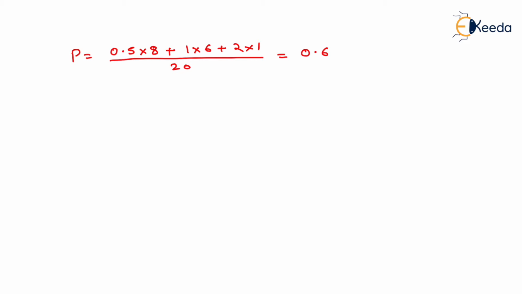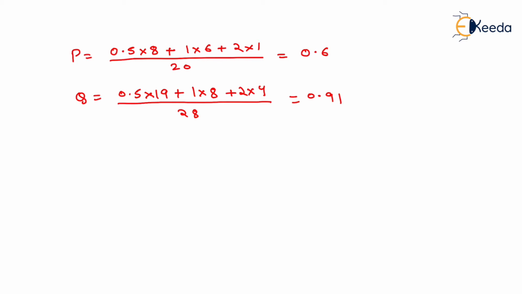Similarly, we can determine the utility value for road Q, which will be equal to 0.5 into 19 plus 1 into 8 plus 2 into 4, and by dividing it by the length of road Q, that is 28, we will get the utility value of road Q equals 0.91.